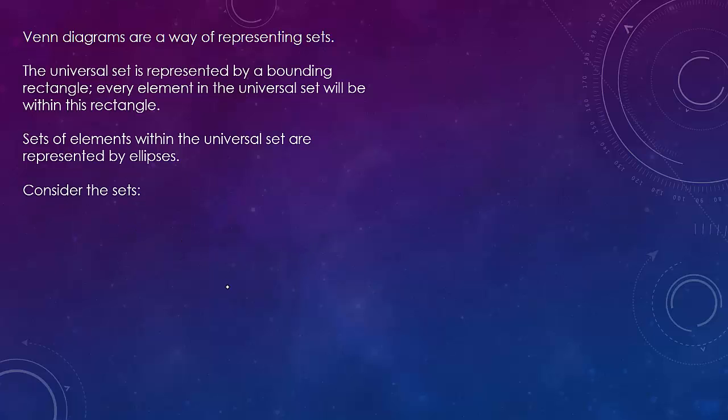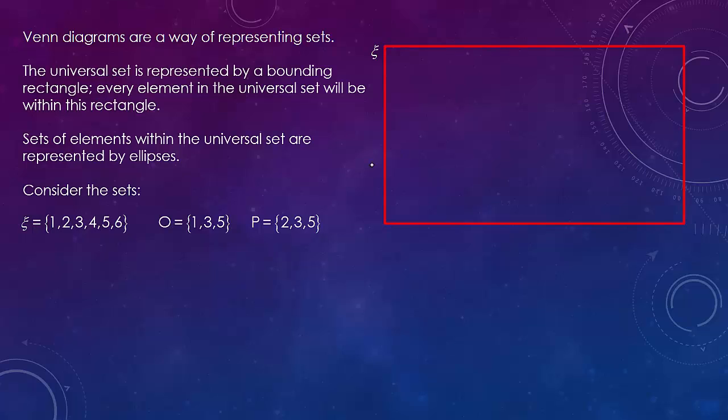Consider the sets. The universal set is the numbers from 1 to 6. The set O is the odd numbers from the universal set, and the set P is the prime numbers from the universal set. So all of the numbers from 1 to 6 must appear somewhere within this rectangle. Here we have the set O, and the members of this set will appear in this ellipse. And this is the set P, and the members of this set will appear within that one.